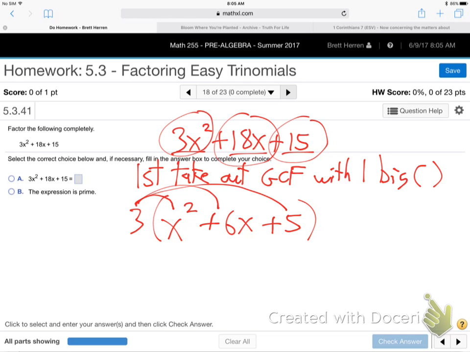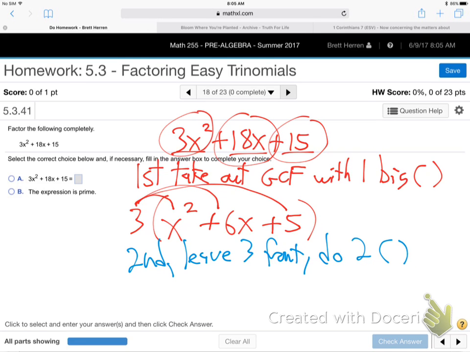Good so far? So we're halfway done. That's what we were doing a bunch of yesterday. We'd ask ourselves, 3 times what? Is that good to there? Now, second, leave the 3 in the front and do 2 parentheses. So you're going to leave this 3 sitting in the front. It's part of the final answer. And now do the 2 parentheses for the multiply add thing. So it's like putting both yesterday and today together.